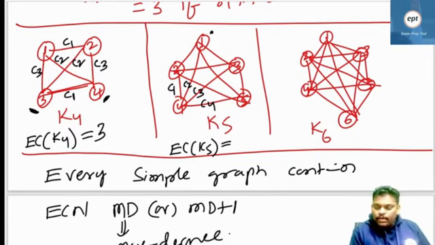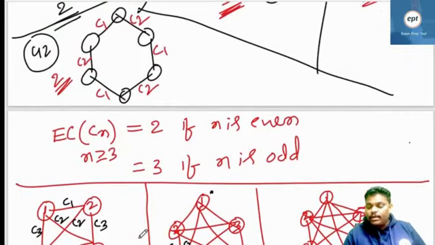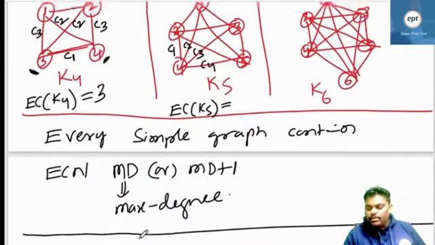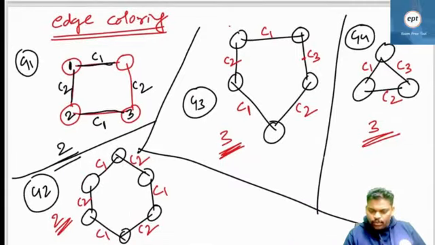Every simple graph contains edge chromatic number as MD or MD plus 1. So listen, only two answers possible, either MD or MD plus 1, where MD is the maximum degree. If you want, you can go and check.